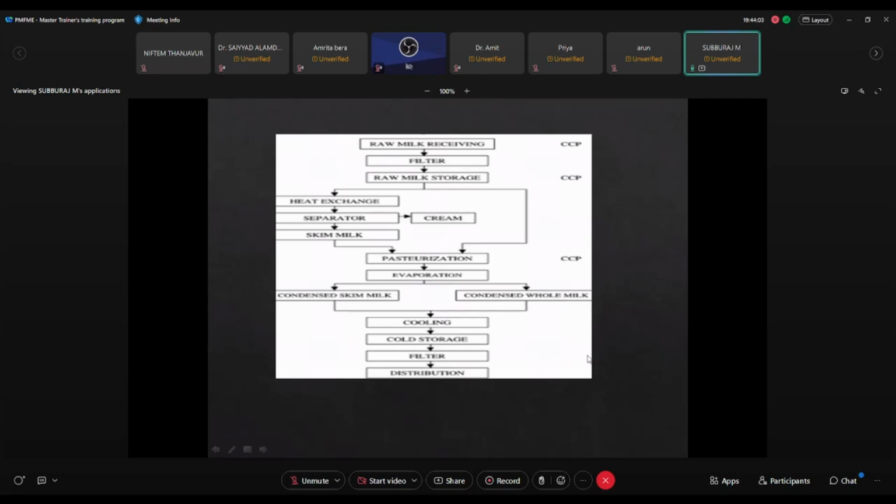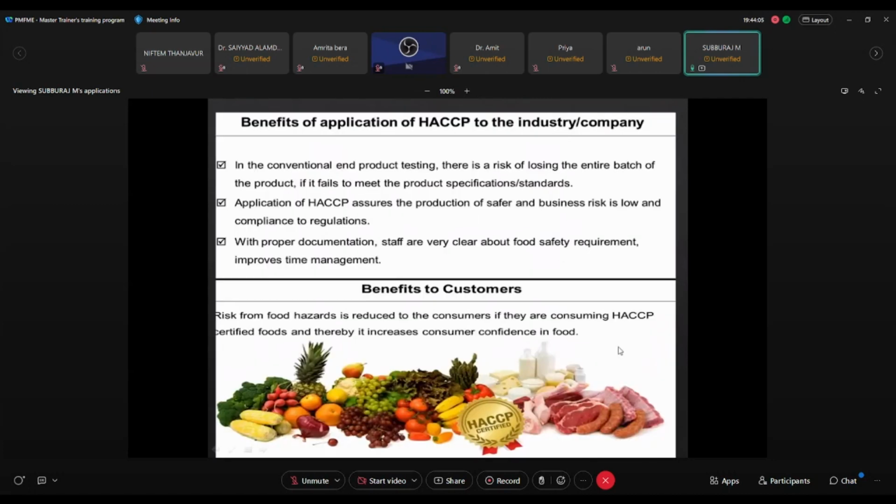Then we go for the process. So what is the benefit of this? It is a very good system. It may reduce the risk to the business and it is very economic. When anybody sees a HACCP certified food product, the consumers are confident that it is free from most of the hazards, so it is safe for the consumer.